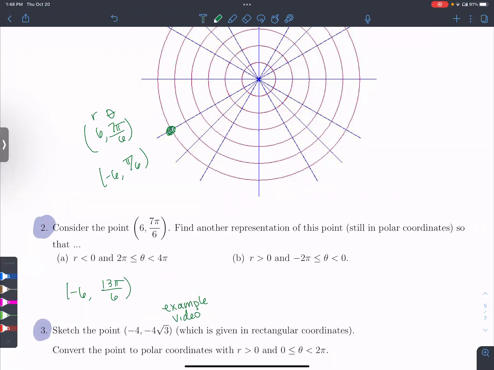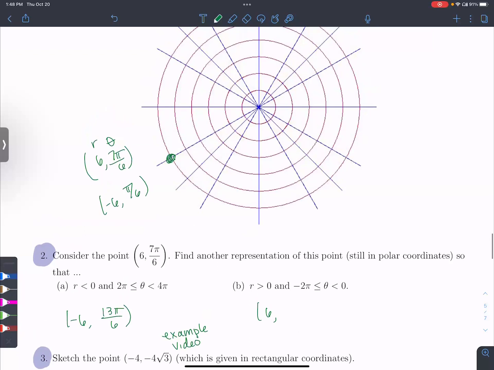And then on B, we want r to be positive. Okay, well, that means r has to be 6, and we want theta to be negative. So if we choose a positive radius, I want theta to be negative. That means I need to go this way. So that would be negative 5 pi over 6.